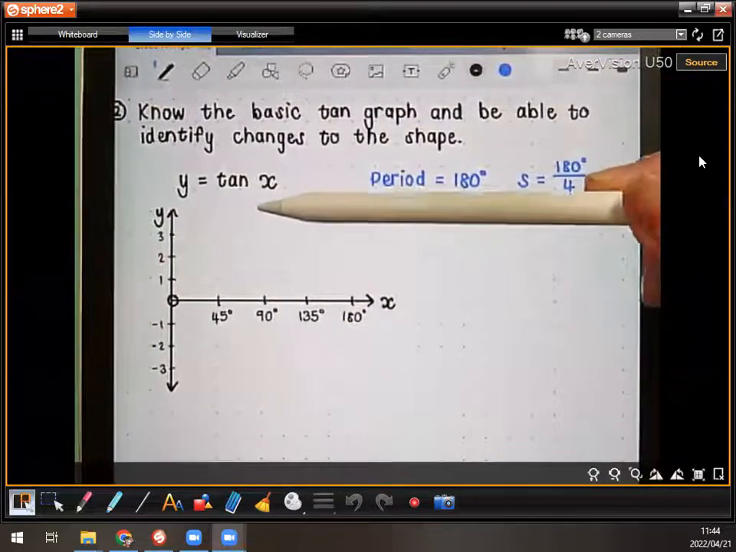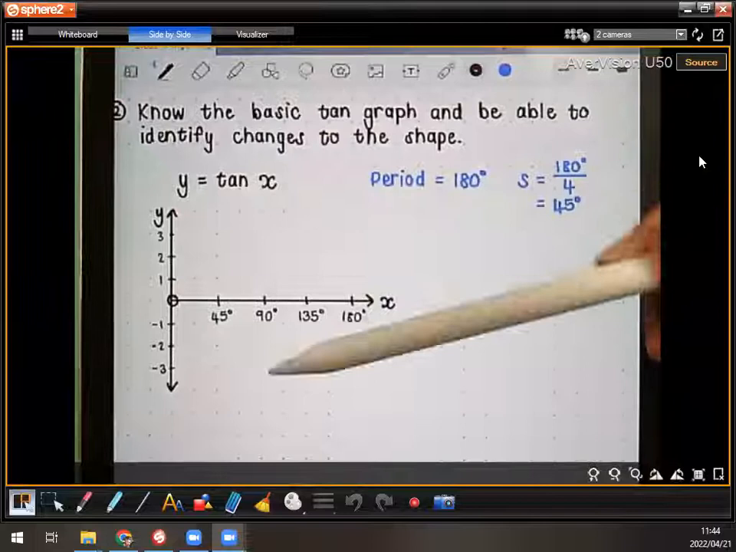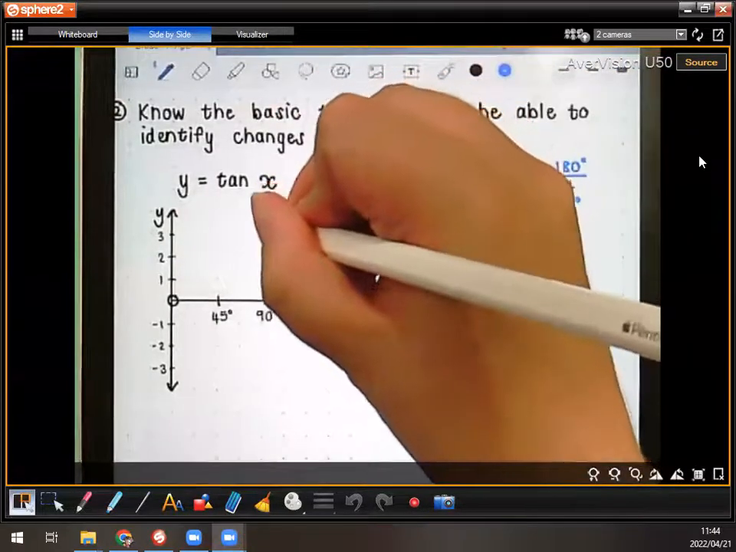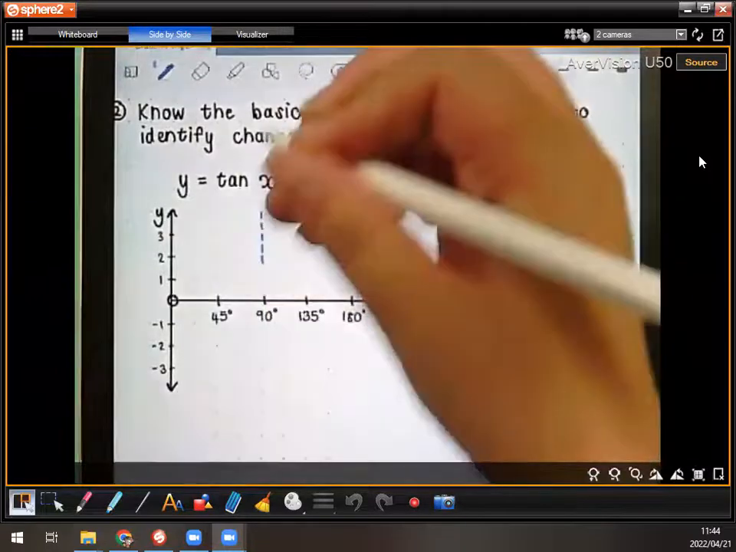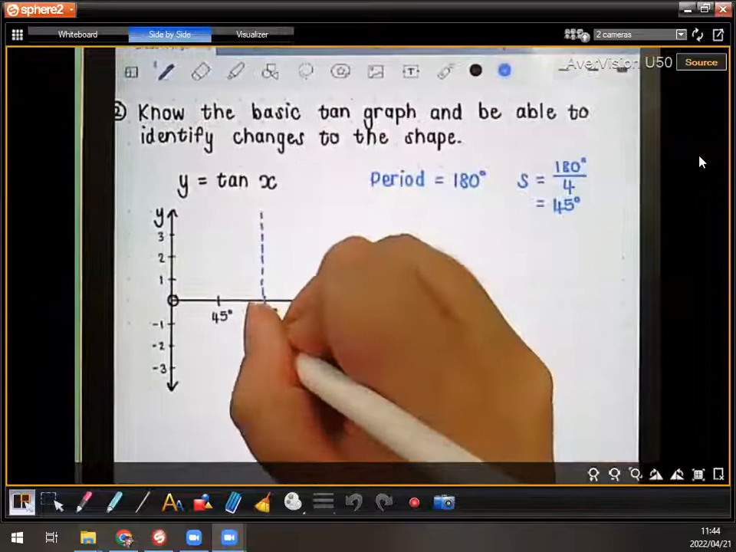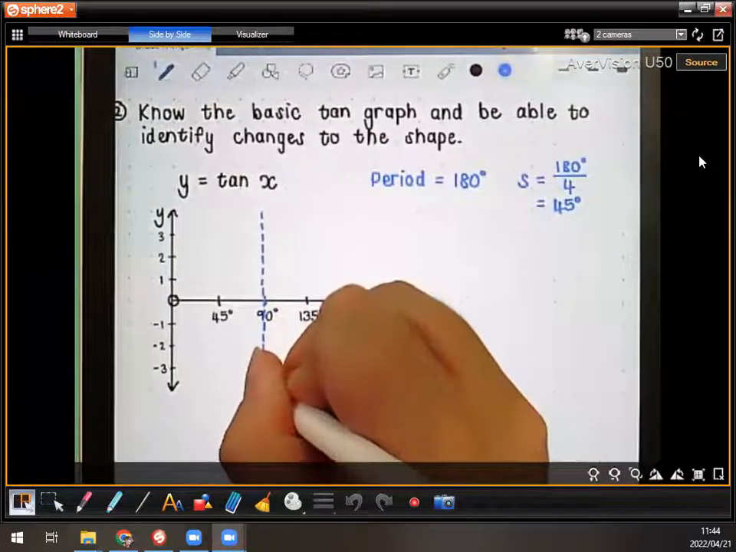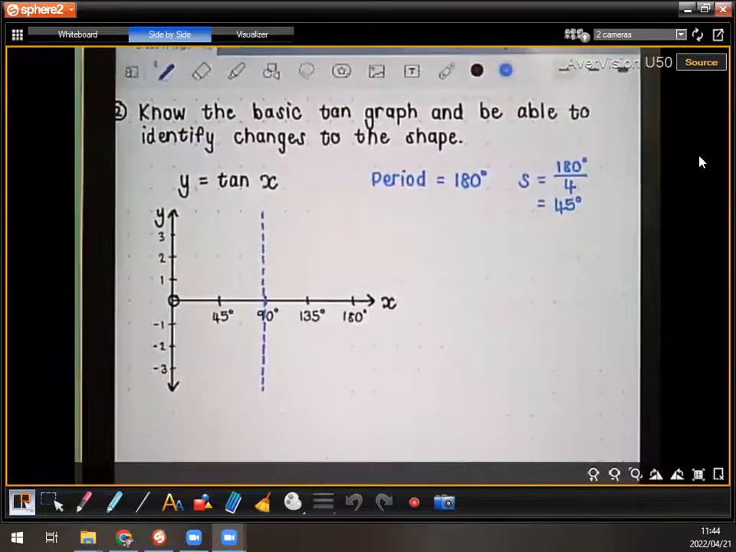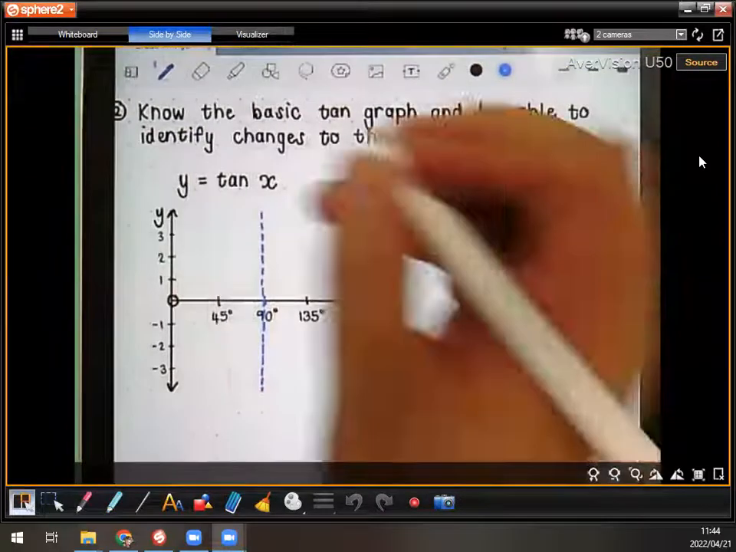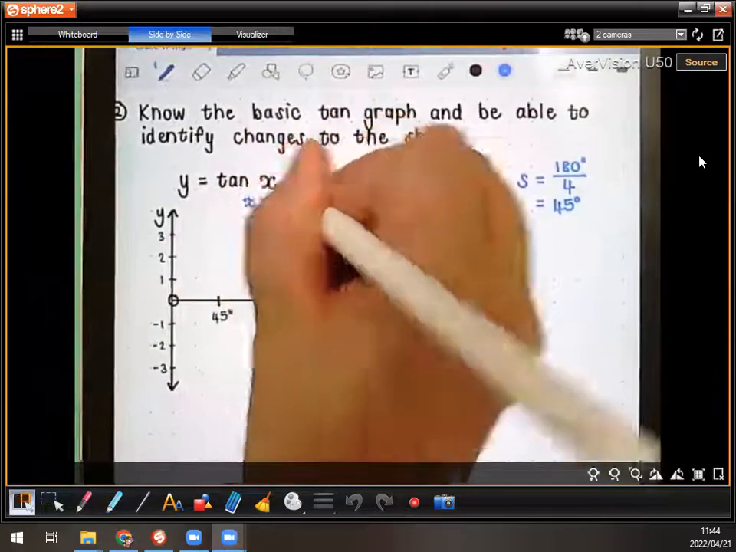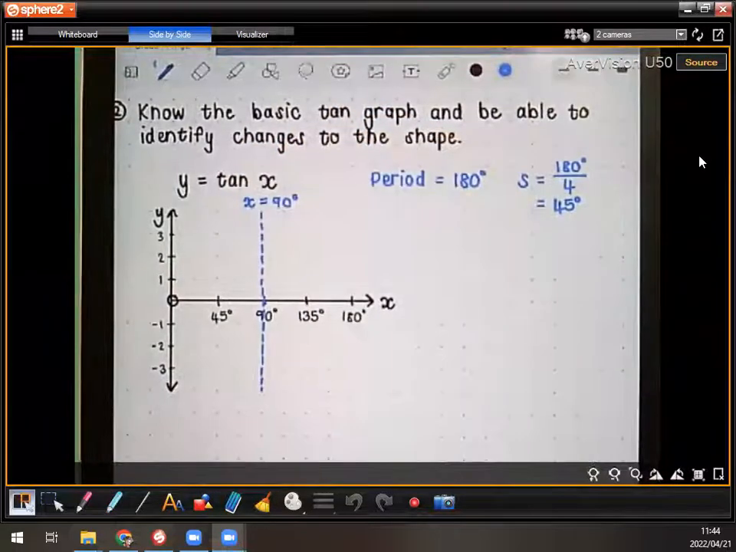Now for the normal y equals tan x graph, if you're going from 0 to 180, you're going to have an asymptote at 90. So that's the first thing that we're going to put in. We have our asymptote at 90 degrees. And the equation of that asymptote, if they're asking you, is x equals 90 degrees. Let's write it in.